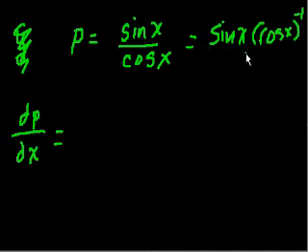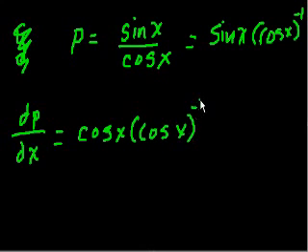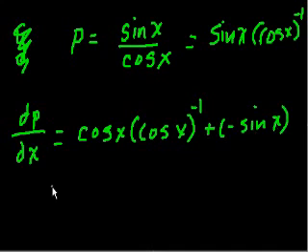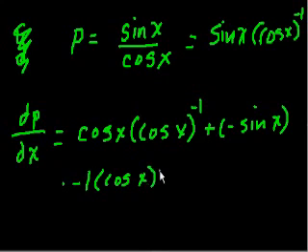So the derivative of the first term, the derivative of sine of x, is cosine of x times the second term, cosine of x to the minus 1. And then to that we add the derivative of the second term. Well, we have to use the chain rule here. So we take the derivative of the inside. Well, the derivative of cosine x is minus sine of x. And then times the derivative of the outside. Well, that's minus 1 cosine of x to the minus 2. And then we multiply that times the first term, sine of x.